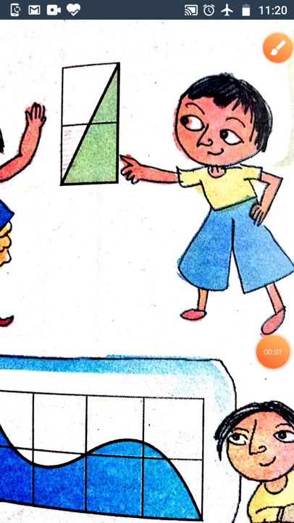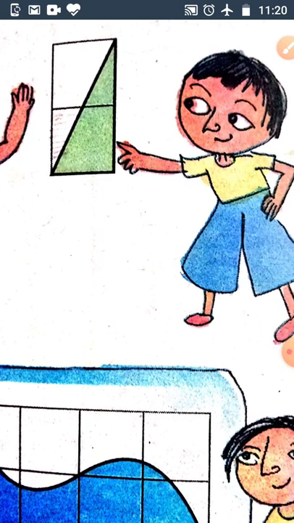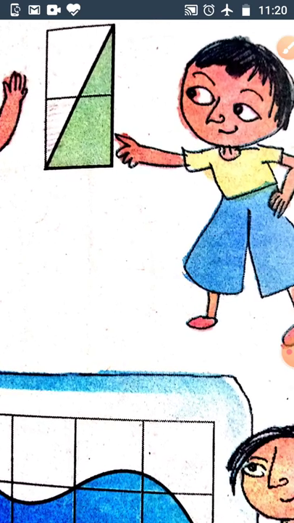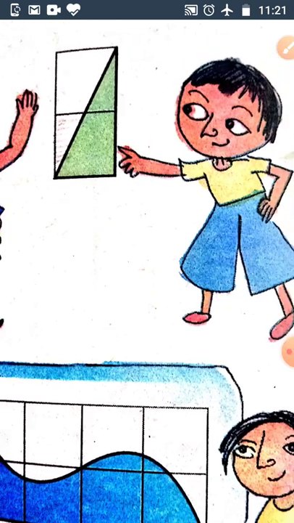Good morning, dear children. Earlier, we had learned how to find the area of different shapes. Today, I will explain how you can find the area of a triangle and other irregular shapes. So let us start with this triangle.